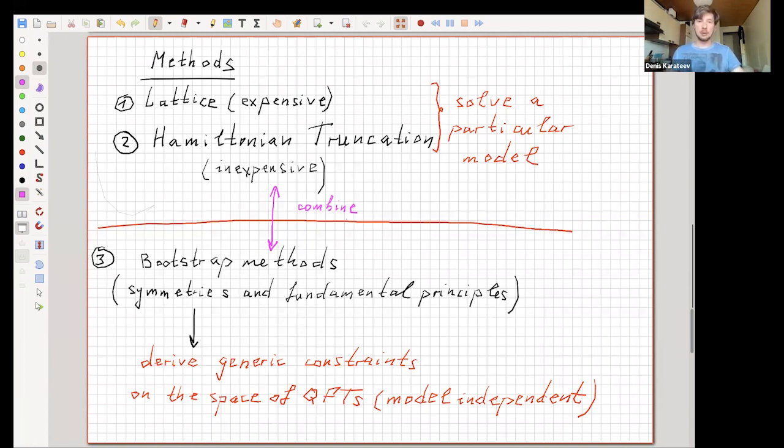Now, what I would like to talk to you about in the rest of the talk are the bootstrap methods. In particular, there is the S-matrix bootstrap, and inside the S-matrix bootstrap there are various methods which allow you to get some results. I just call them S-matrix bootstrap at one shot. Then there is the numerical conformal bootstrap, which allows you to study conformal field theories.